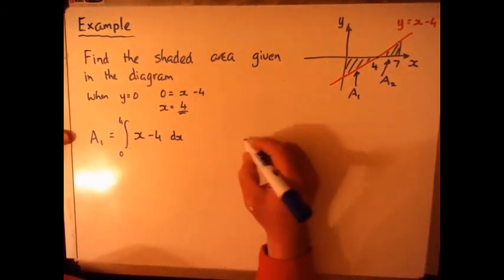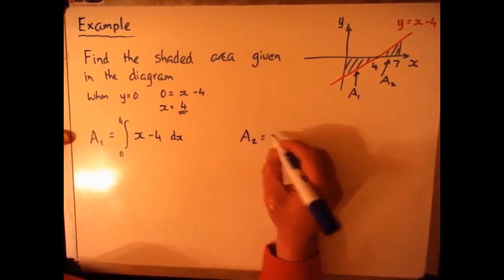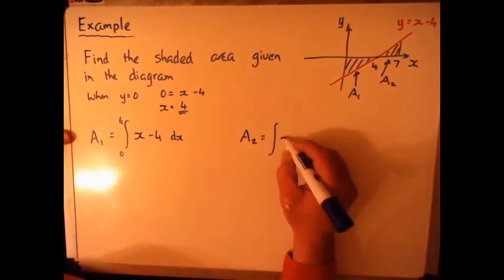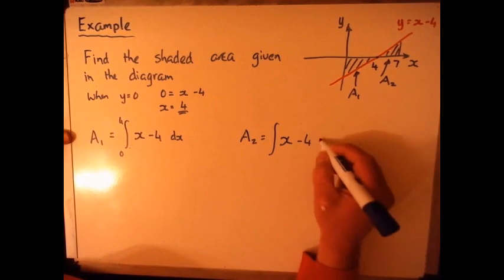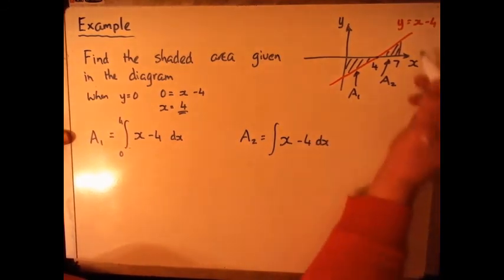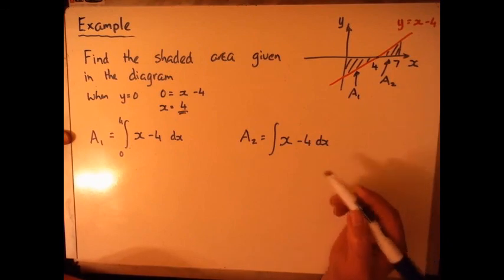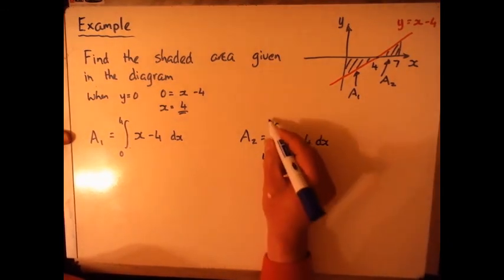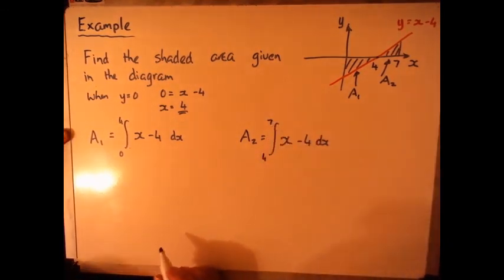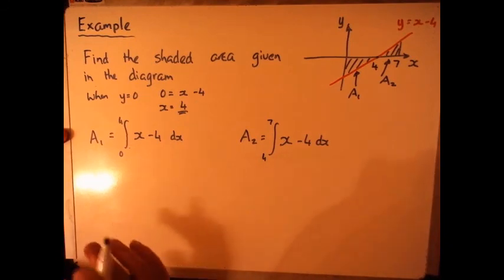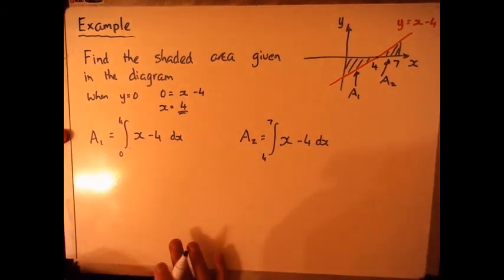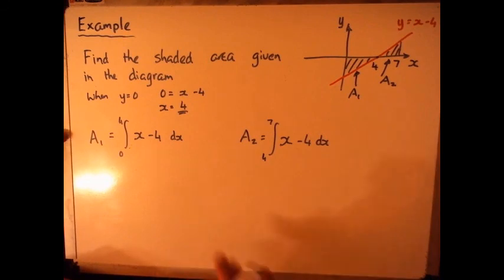And then area 2 is going to be represented by the definite integral of the same function, but this time this area has a lower limit of 4, upper limit of 7. So we've got a lower limit of 4 and upper limit of 7 there. And now I'm just going to go ahead and evaluate both these definite integrals. I'll get two separate areas, then I can add them at the end.